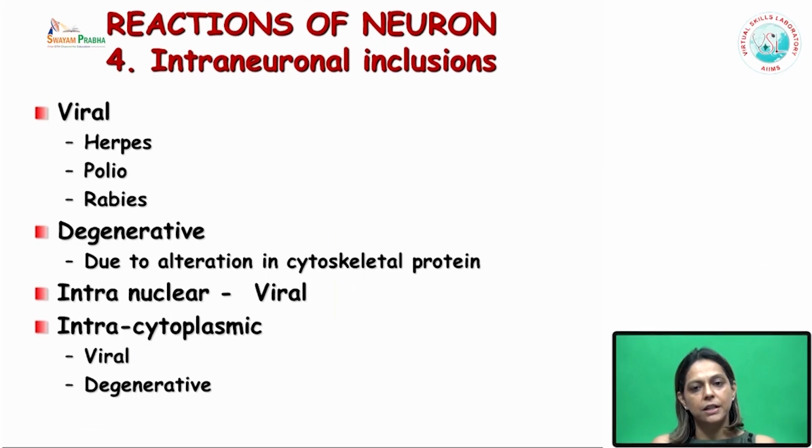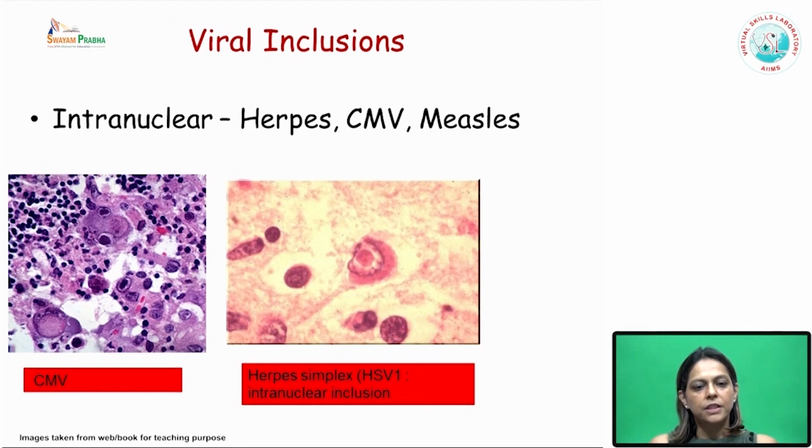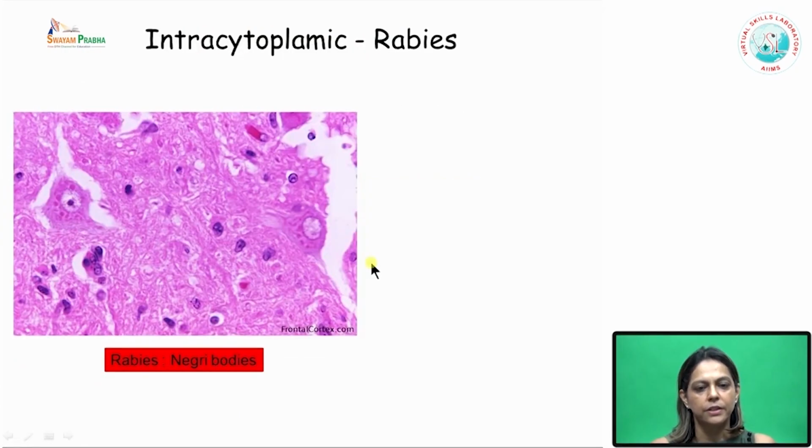Now the fourth change which occurs in neurons as a result of insult to the neurons is intraneuronal inclusions. Intraneuronal inclusions can be either in the nucleus of the neuron or in the cytoplasm. In most of the viral infections, the inclusions seen in the neurons are in the nucleus, and in most of the degenerative conditions, you see the inclusions in the cytoplasm of the neuron. This is a picture of cytomegalovirus infection showing intraneuronal inclusion. This is herpes simplex 1 infection showing intraneuronal inclusion.